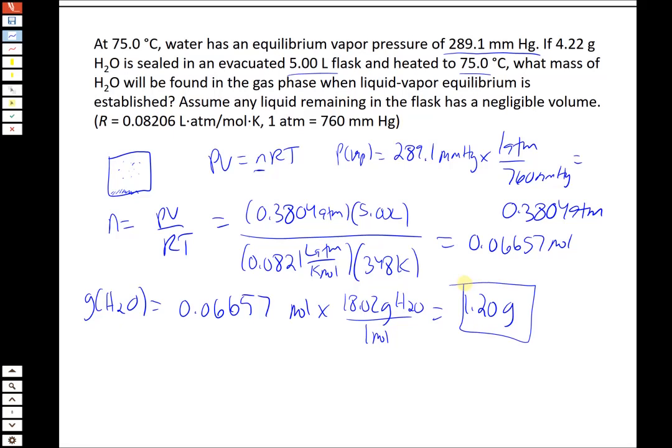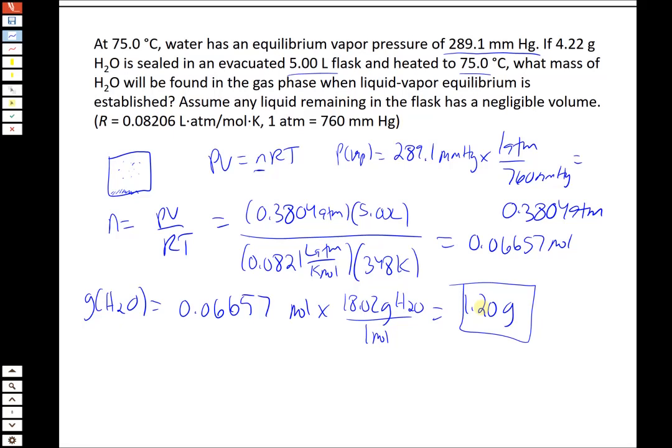Now, the only other thing to talk about in this problem, so that's it for this one. We can calculate the mass, and we're good to go. The only other thing to talk about is what if this number here was larger than the amount of water we had put in. So let's say instead of putting in 4.22 grams of water, we only put 1.0 grams of water, but then we calculate that you'd have 1.20 grams in the gas phase. So in that situation, if you put in less water than this amount, that would mean that all of the water that you put in evaporates and goes into the gas phase.